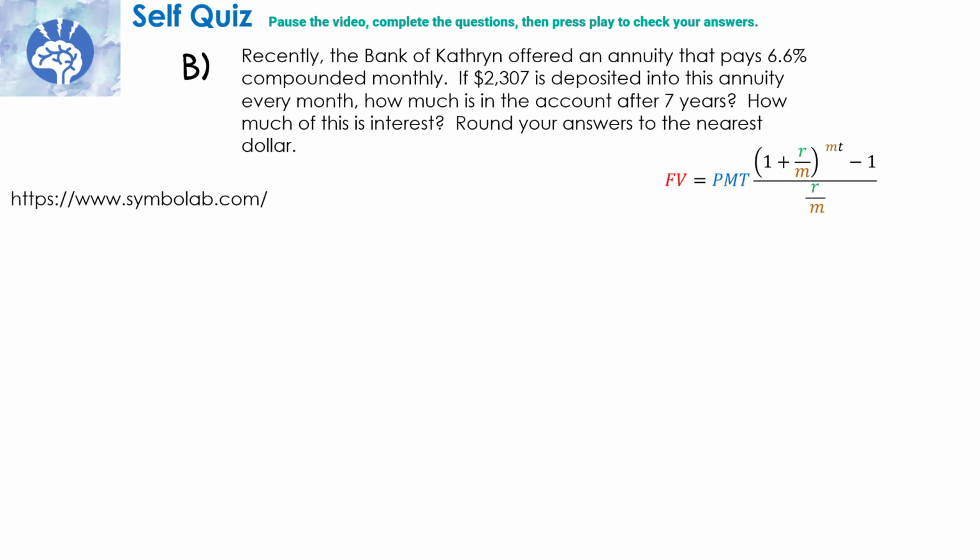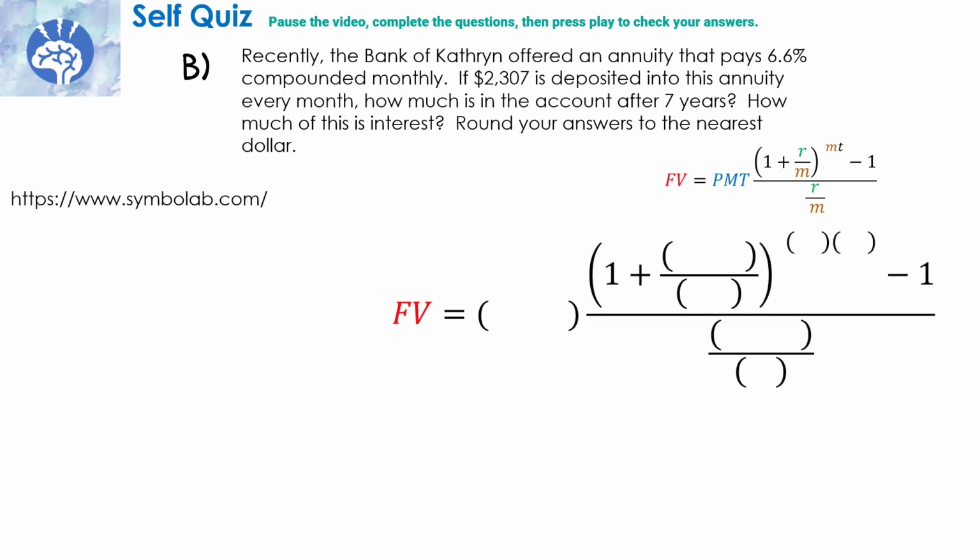Here's the formula we're going to use. It's because we need to find the future value. Let's fill in what we know. Our payment is $2,307. Our rate as a decimal is 0.066. It's every month, so M is going to be 12. And finally, we're going to do it for 7 years. Let's go to Symbolab to calculate.